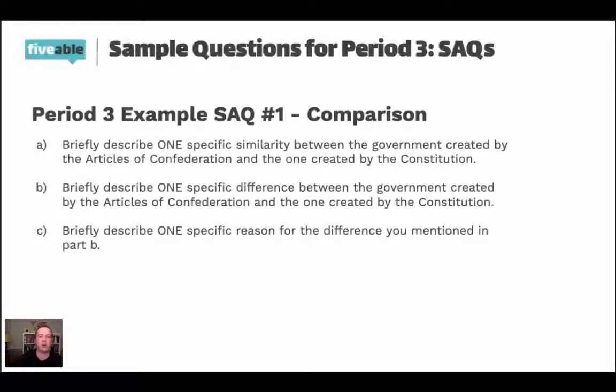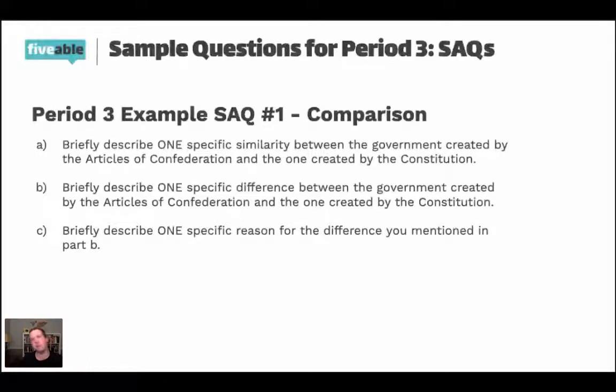Letter B, we're asking for a difference. So what's a difference in the Articles of Confederation? We said one of them is that the Constitution actually has a separation of powers and multiple branches, not just a legislative branch. That's one of those. Is there another difference that we could throw into the chat between the Articles and the Constitution?